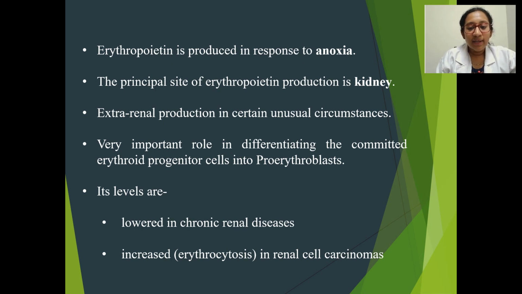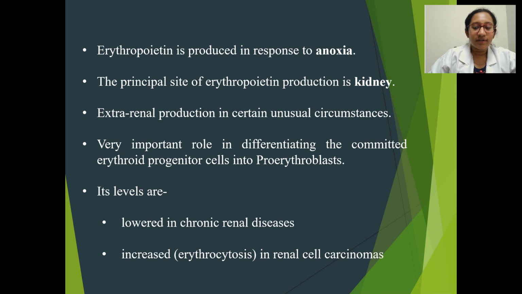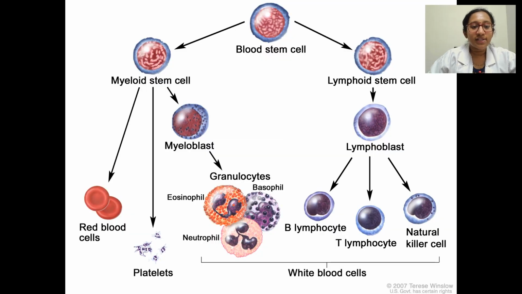Similarly, whenever there is renal cell carcinoma, there is increased production of erythropoietin, which will lead to increased RBC production called erythrocytosis. Okay. So again, this is the same picture which we have seen here. As we can see, myeloid stem cells are the ones which will differentiate into red blood cells.